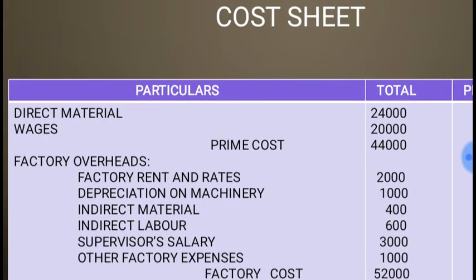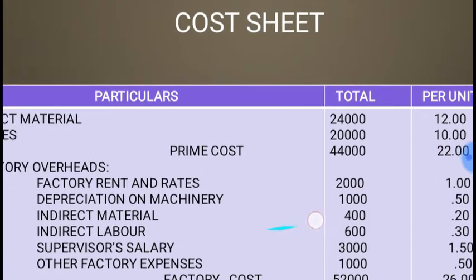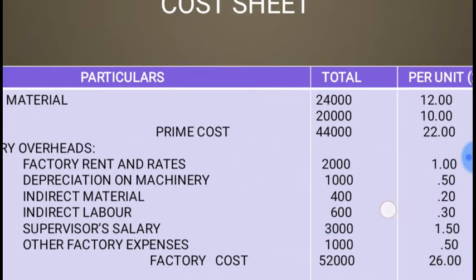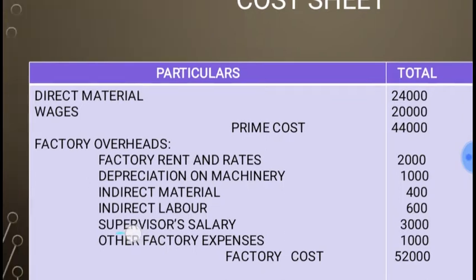Now we will add factory overhead and it will become your factory cost or work cost. Factory overhead, let us start with the question. Factory rent and rates, that is 2000 divided by 2000, that is 1 rupee. Depreciation on machinery, 1000 divided by 2000, that is 50 paisa. The next one is indirect material. Indirect material is used in your factory, that's why it is included in this question. And after depreciation on machinery there is supervisor salary, that is also part of factory overhead.